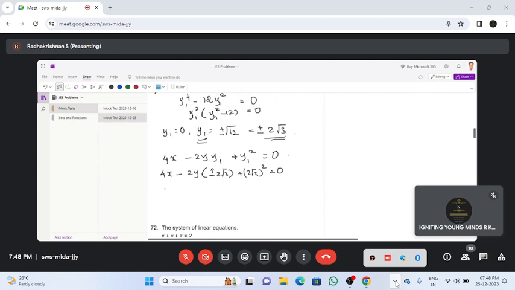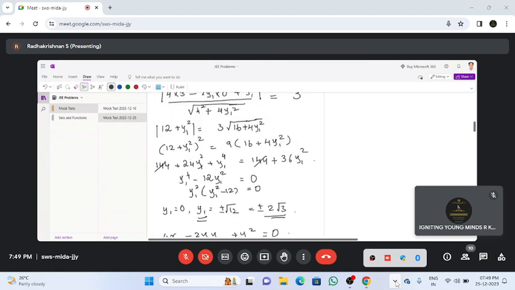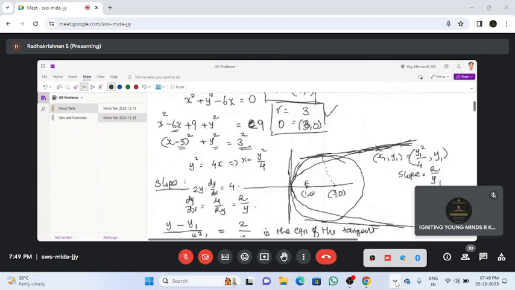Means what you get is 4x plus or minus 4 root 3 y plus 4 into 3. So this is the equation: 4x plus or minus 4 root 3 y plus 12 equal to 0. So there are two lines. The plus represents one line and the minus represents the other line. So the options are given.